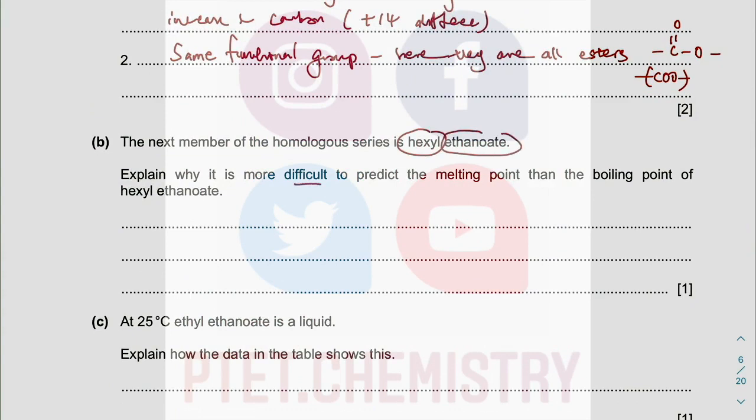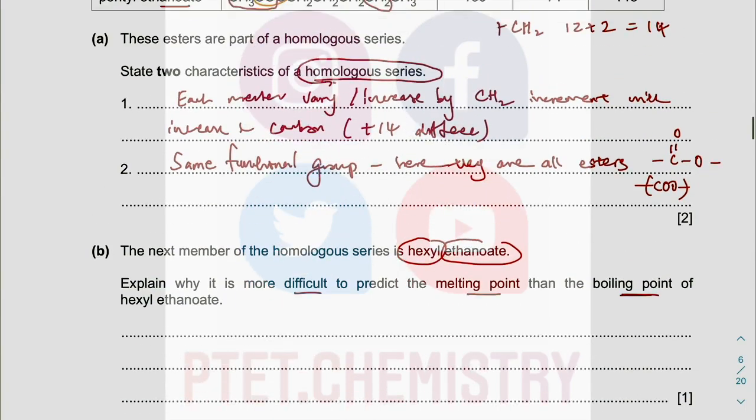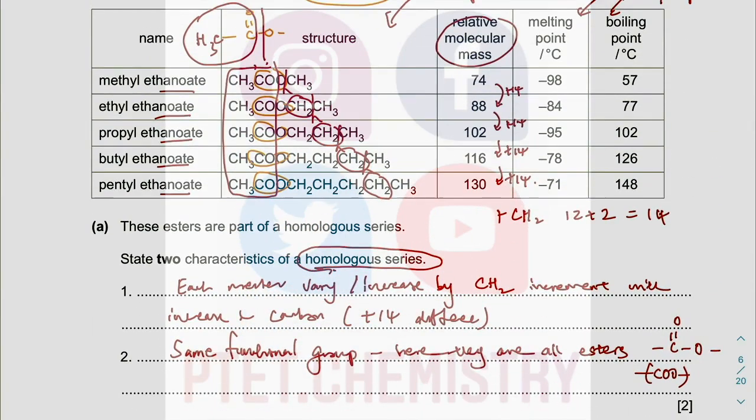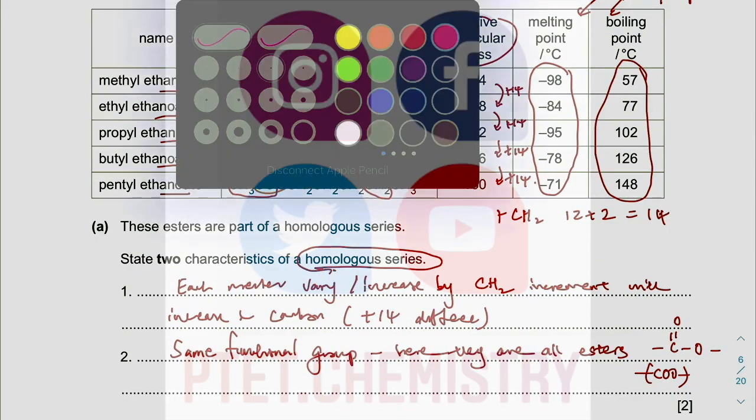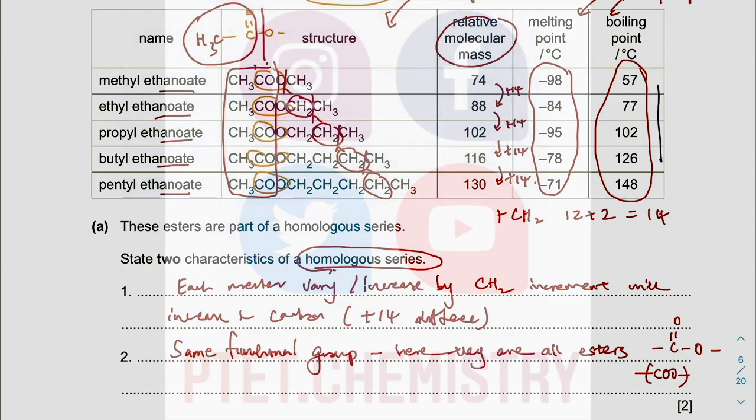It is more difficult to predict the melting point than the boiling point. Why is it more difficult? In the context of this question, you need to try and understand the melting point here and the boiling point. So what do you see in the trend of the boiling point? I use a different color actually. The boiling point roughly increases by, I would say, 20 degrees maybe. So every plus CH2, the boiling point increases by roughly 20, right?